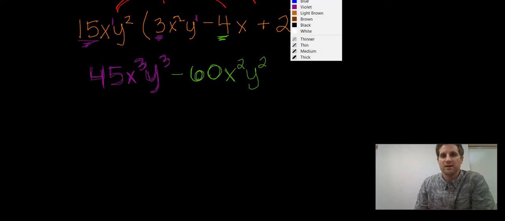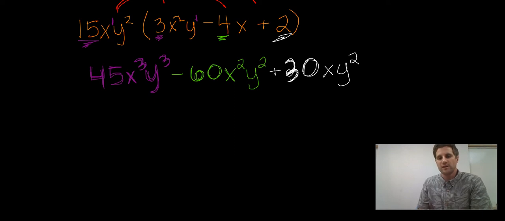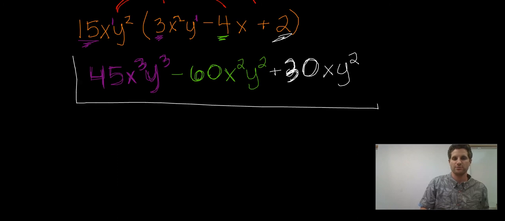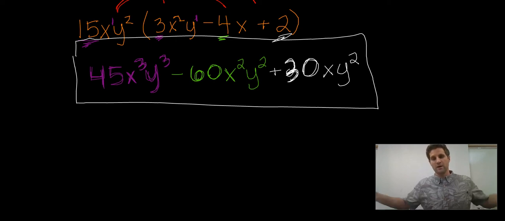And then last but not least, let's do white. We're going to get 2 times this. That's just going to double the 15 to make it 30. It's a horrible looking 3. And then we just leave the xy squared. Notice none of these are like terms, but we are left with a trinomial, and we have a 6th degree. Okay? All right, guys, that's it for me. I hope it was nice and easy.